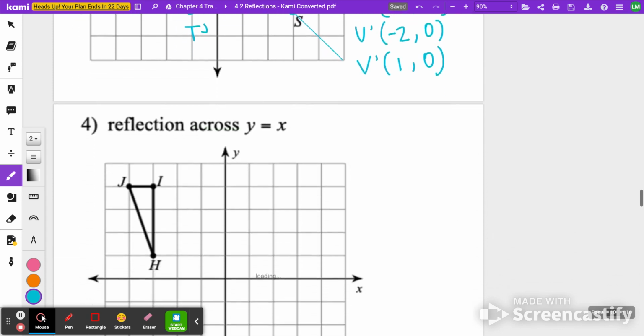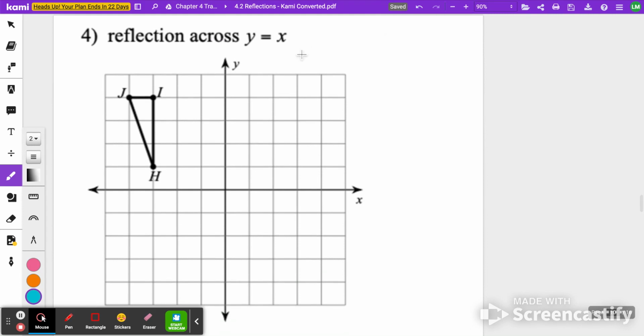So that being said, let's see if you can try this one on your own. So let's go ahead and pause the video here. Try this one on your own where y equals x for the reflection line, and then click play when you're ready to check your work.